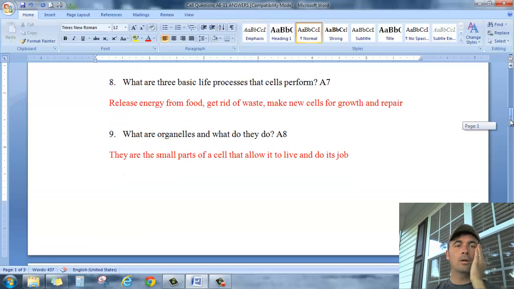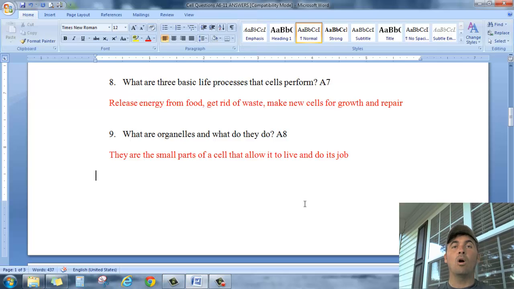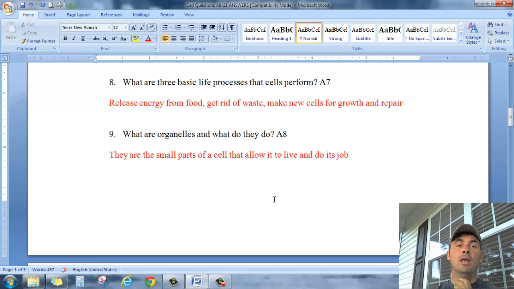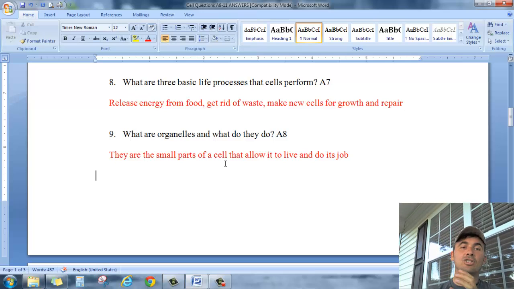Number 9. What are organelles and what do they do? Well, an organelle is really for a cell what organs are to us. You know what your organs are: your heart, your liver, your kidneys, your lungs, your small intestine, your stomach, your pancreas. All these organs, your brain, by the way, all these organs that do jobs for your body so your body can do the kinds of things that you and I like to do and also stay alive, which is kind of important. An organelle is those small parts within a cell that allow a cell to live and to do its job.